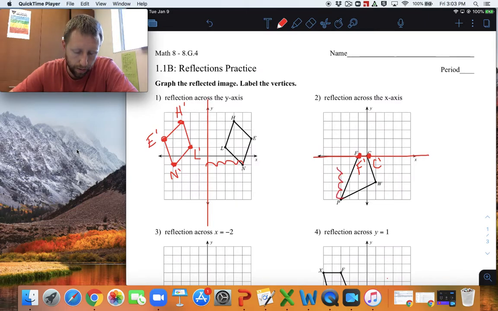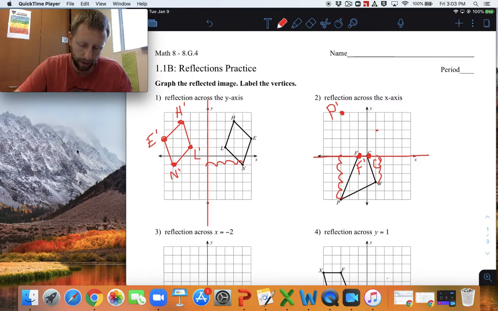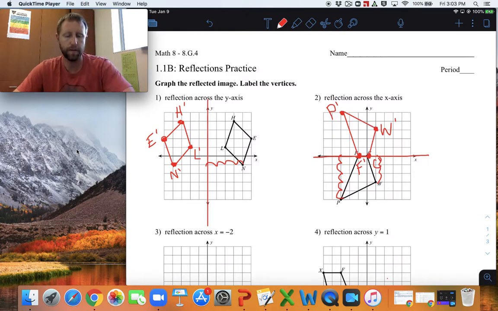1, 2, 3, 4, 5 spots away, so I'm going to go 5 spots up, and that will be labeled P prime now. And then for point W, it's 1, 2, 3 spots away. So I'm just going to go 1, 2, 3 spots up. Make that a little bit bigger for W prime. And now I can connect my dots, and I have my new image after the reflection across the x-axis.